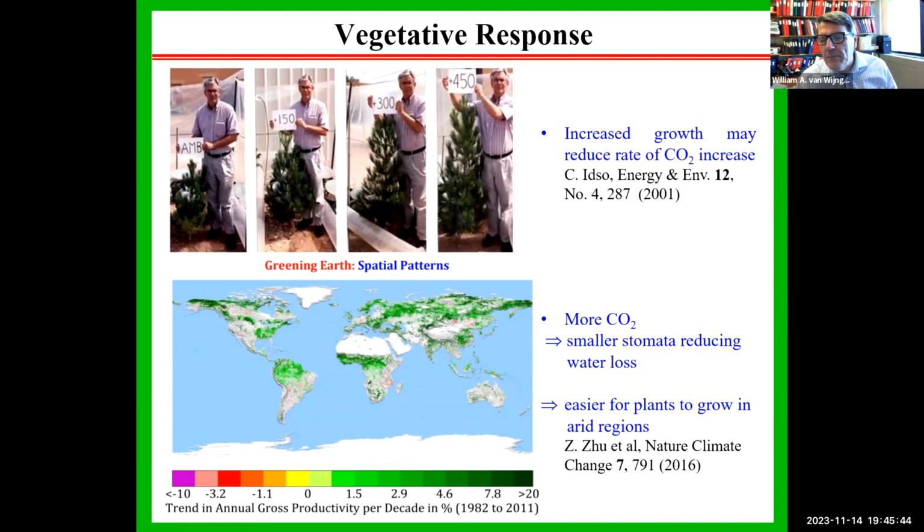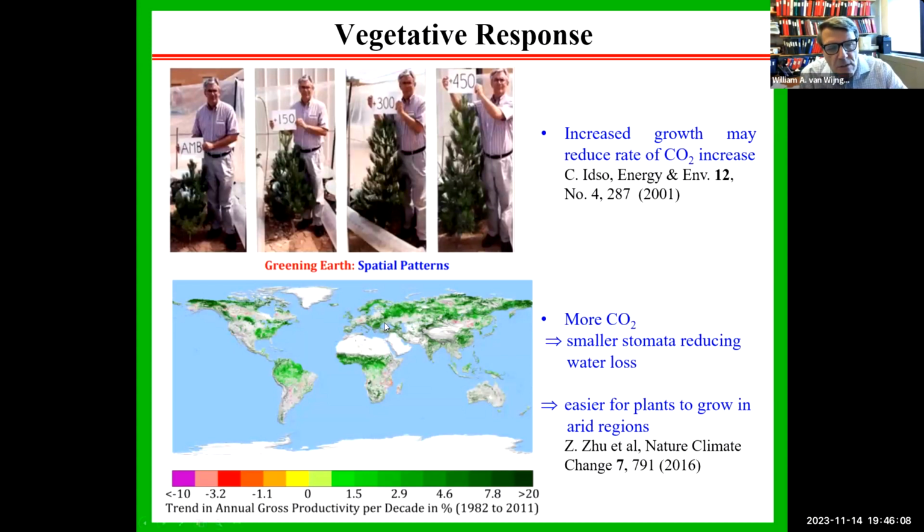So it's a bit like having a bunch of noisy teenagers. When you put a lot of food in front of them, they have smaller mouths. Same thing with plants. A lot more food, a lot more CO2, the stomata shrink in size. Why is that important? If the holes in the leaf are smaller, there's less water loss, and the plants can grow better in drier regions.